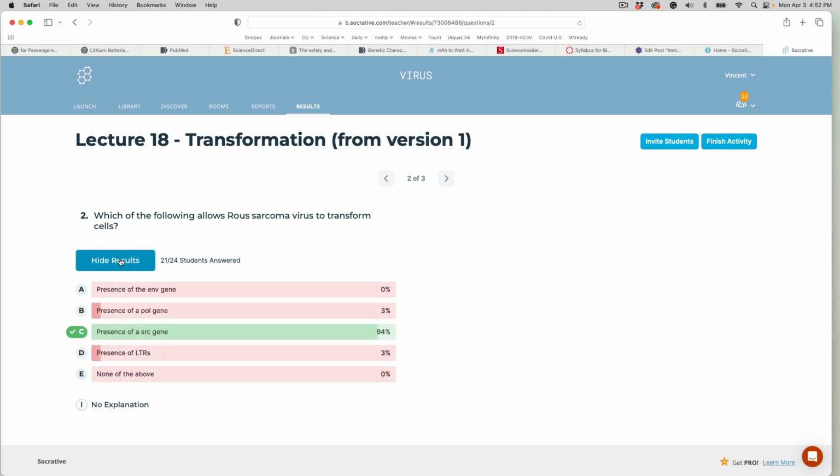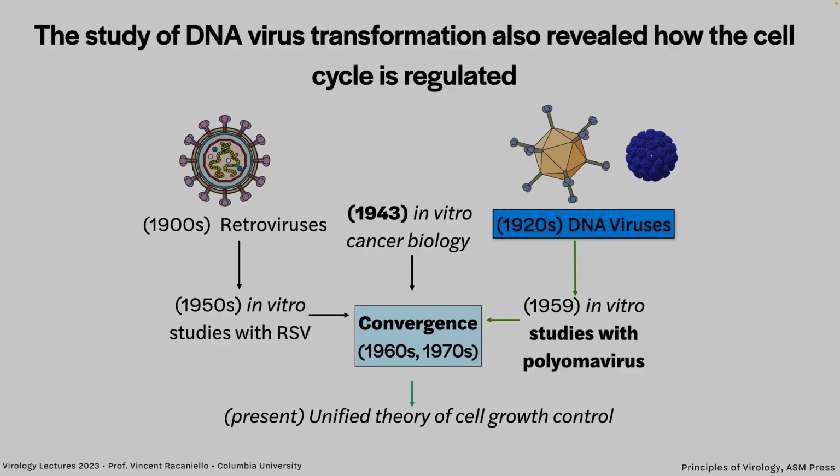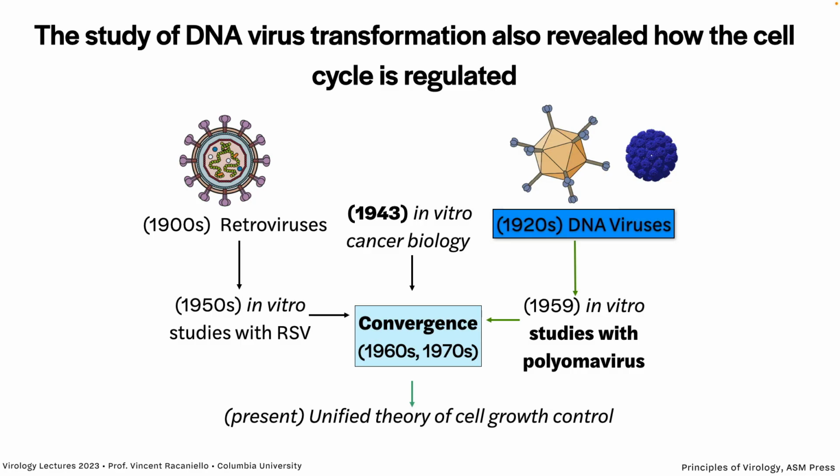Most of you got that. That's the transforming gene that makes the virus transform cells. So the envelope, the pol, the LTRs, those are not causing it to transform cells. The introduction of the Src gene is what does it. I think you see now how studying these transducing retroviruses illuminated the control of cell growth.